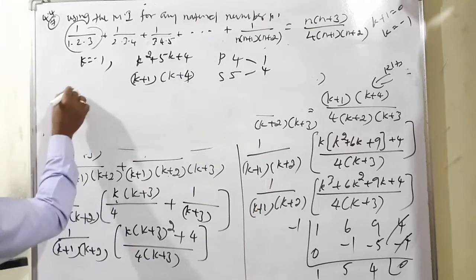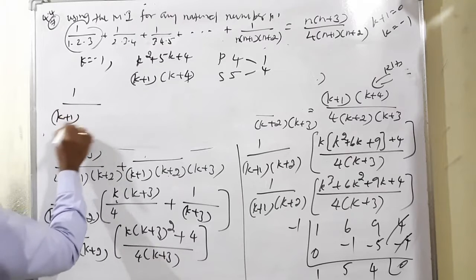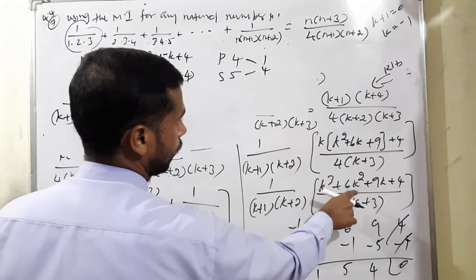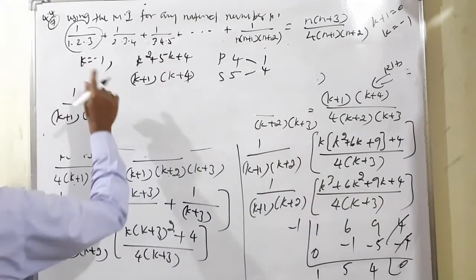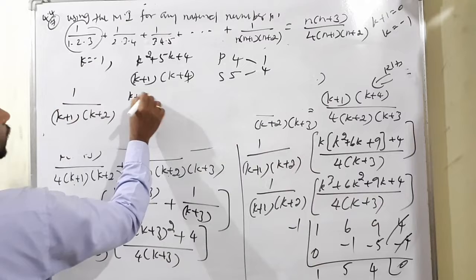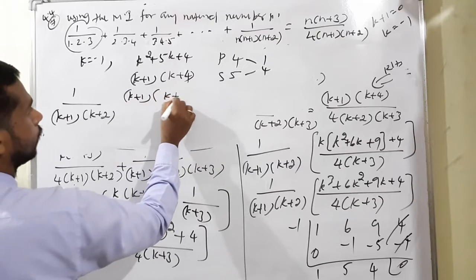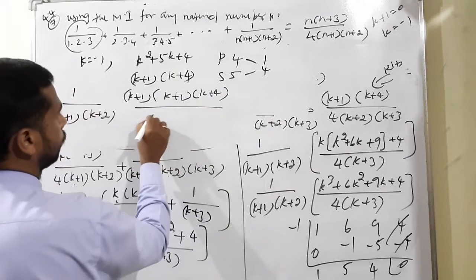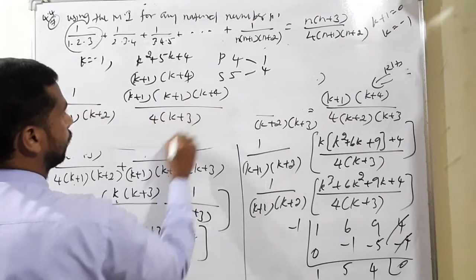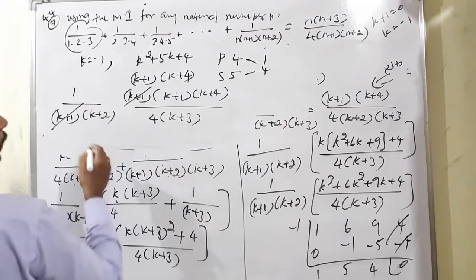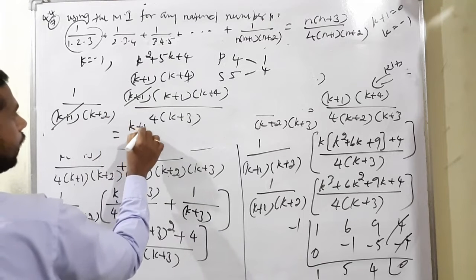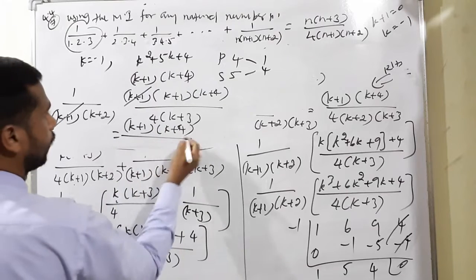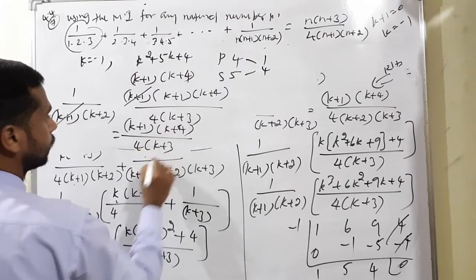1 by k plus 1 into k plus 2, opposite side. Instead of k cube plus 6k square plus 9k we can write it as minus 1, bring it to the opposite side, which means k plus 1 into the next one, again k plus 1 into k plus 4, divided by 4 into k plus 3. Now k plus 1 cancels. After cancellation, the balance is k plus 1 into k plus 4 divided by 4 into k plus 3.